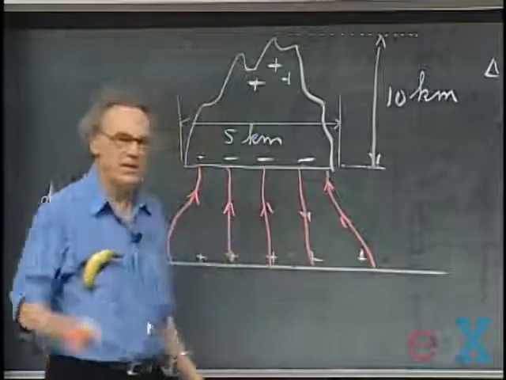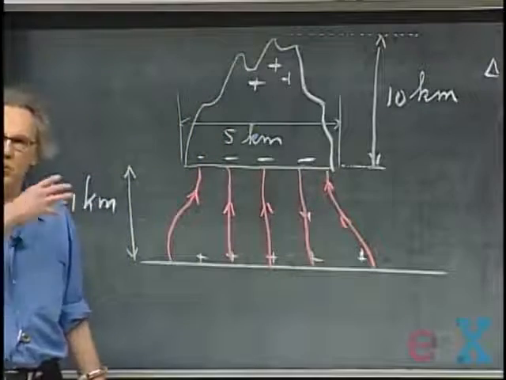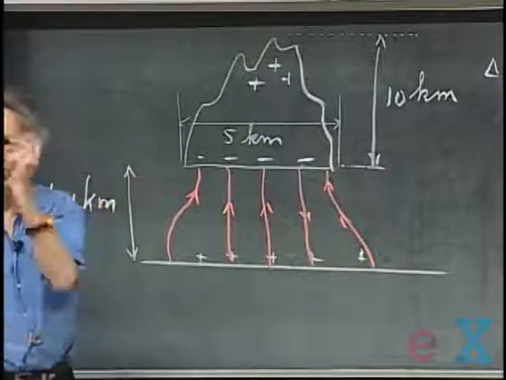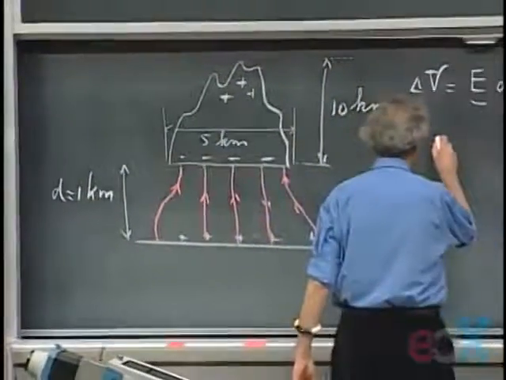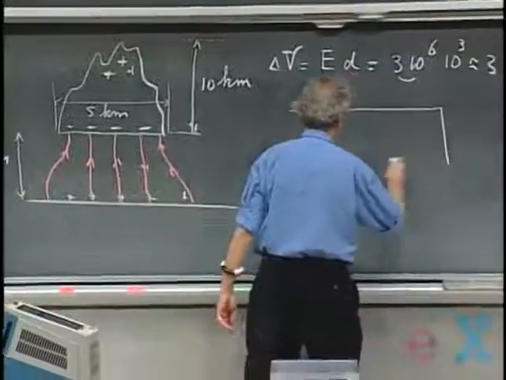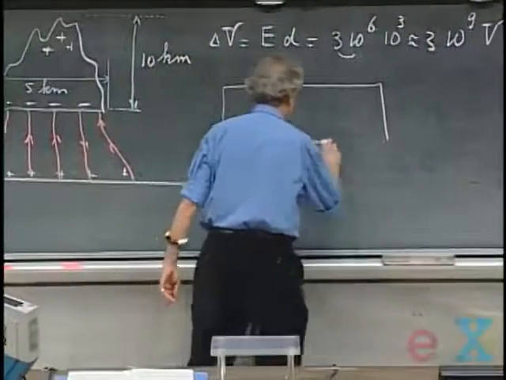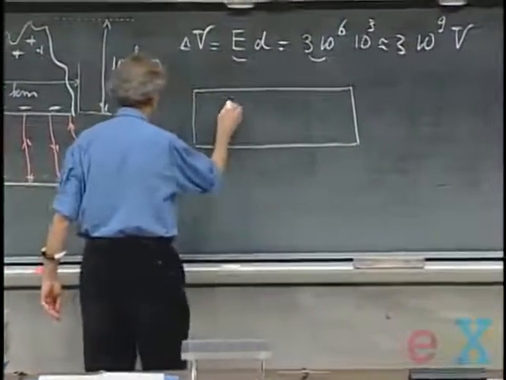The study of this process, of the step leader and of the return stroke, can be done with a camera which is called the Boyer's camera. Let me first explain to you in detail, in principle, how it works.